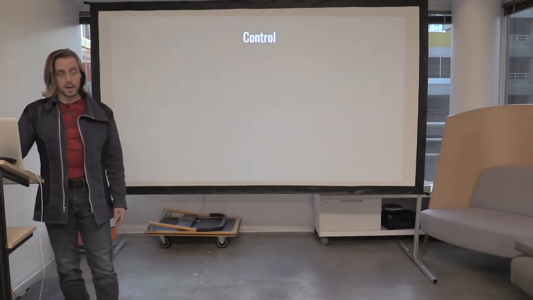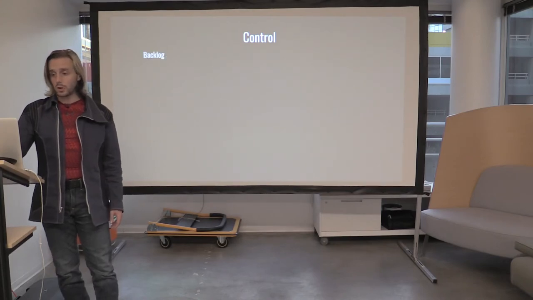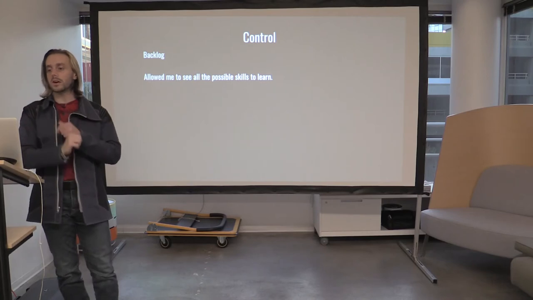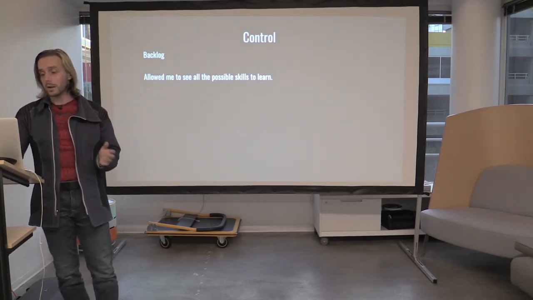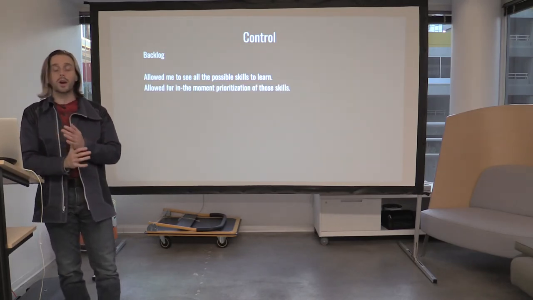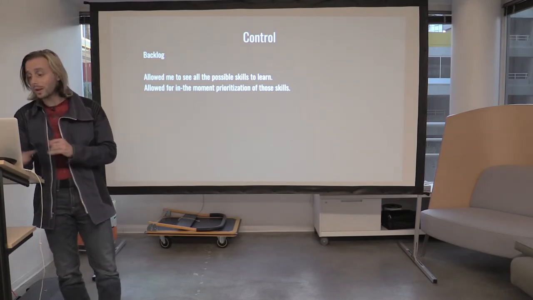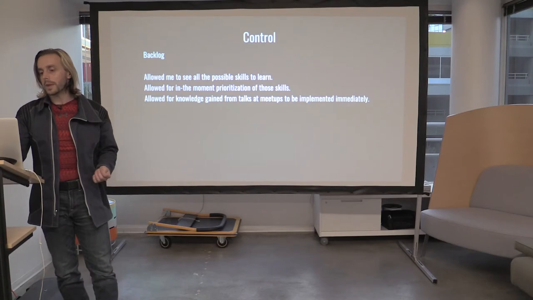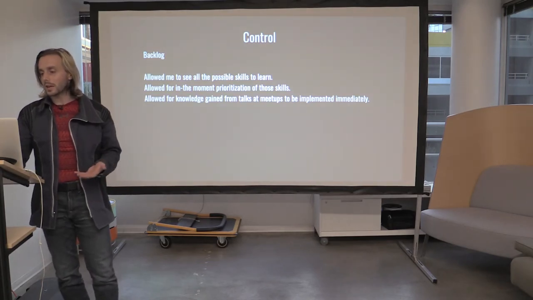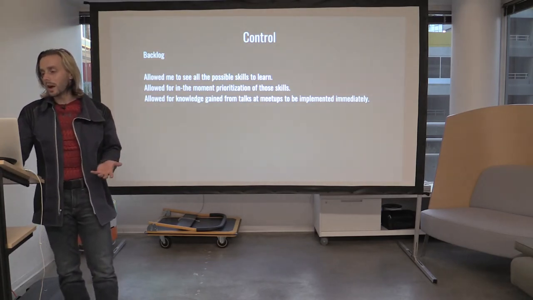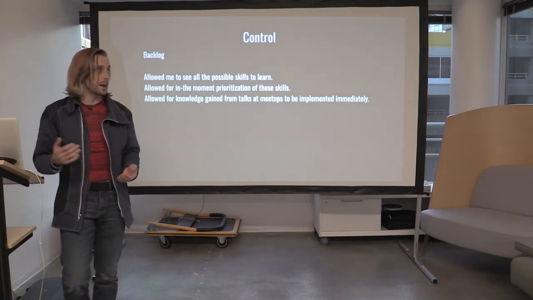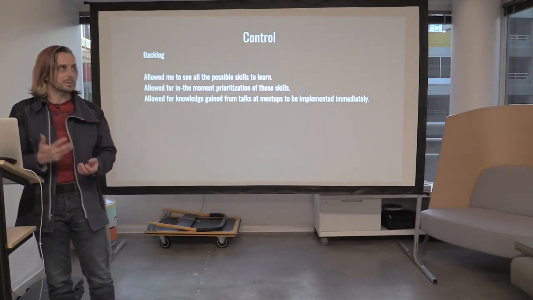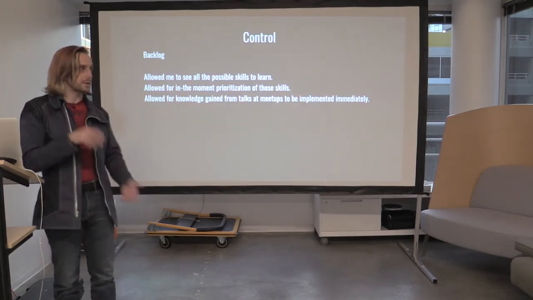Another thing that a personal scrum allows for is control with the use of a backlog. It allows me to see all the possible skills I could learn. It allows for in-the-moment prioritization of those skills as well, based off of what I learn in meetups. And it allows for knowledge gained from talks and meetups to be implemented immediately. I find out, oh, this isn't really the thing, I can go ahead and change that. Or some mentor tells me I need to do X instead of Y, I can go ahead and do that.